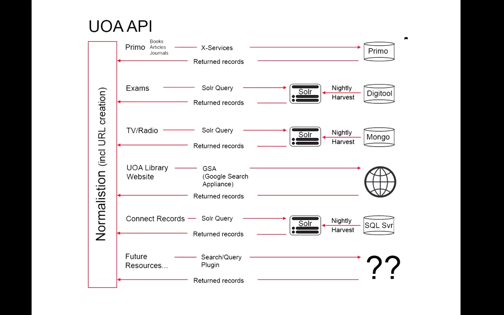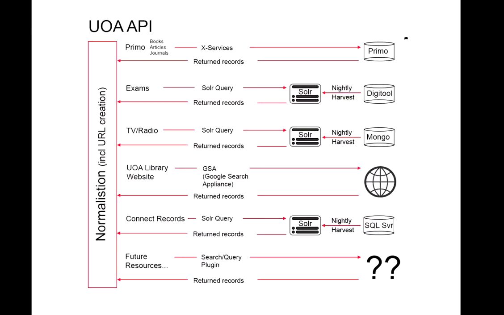So for Primo, it's using X services. Now, why are we using X services? Because when we were doing this in 2015, the API was so underdeveloped that we couldn't actually use it. The idea is that we will transition to use the Primo API when we have all this other development stuff kind of sorted out.